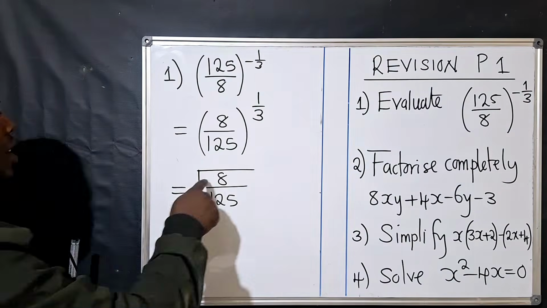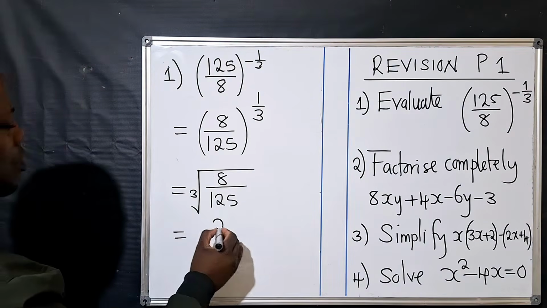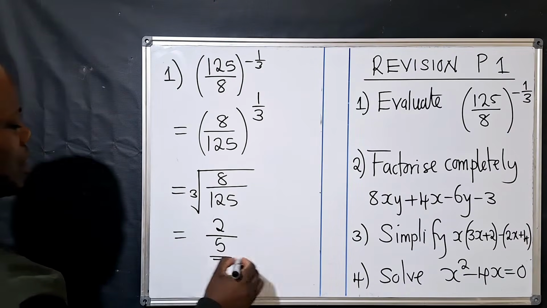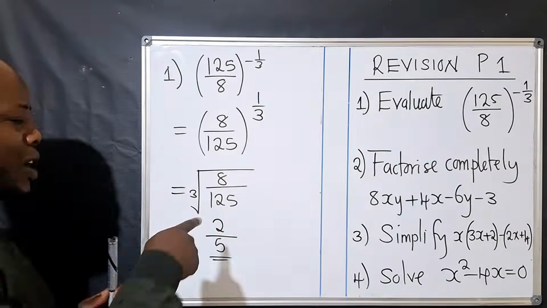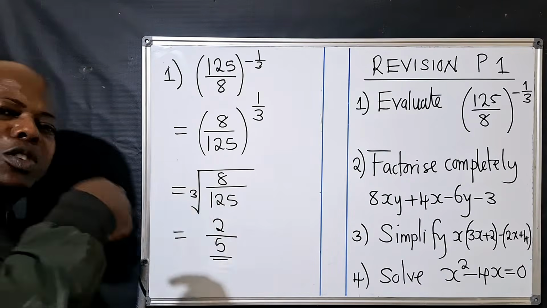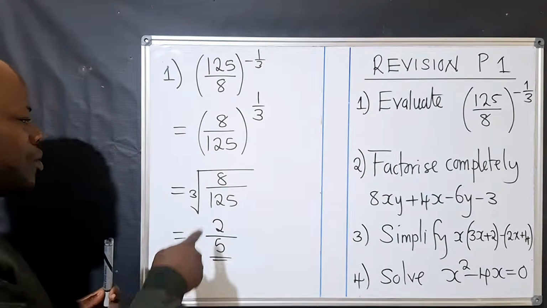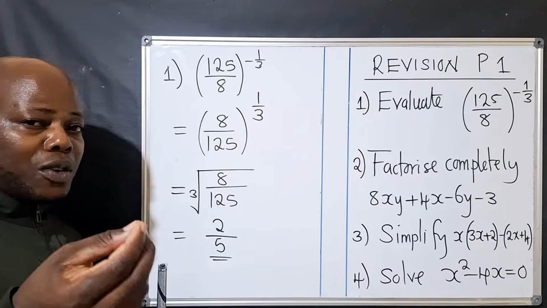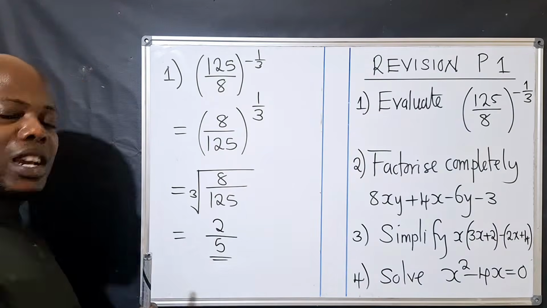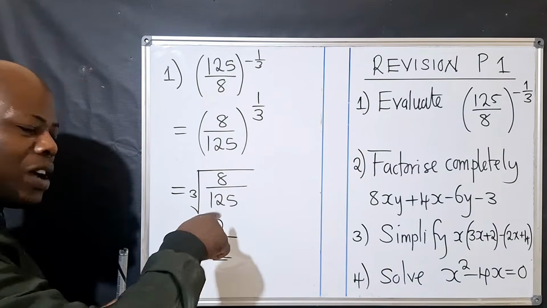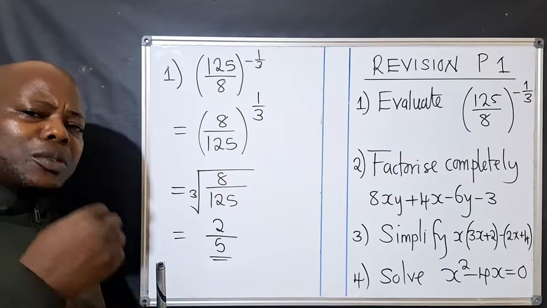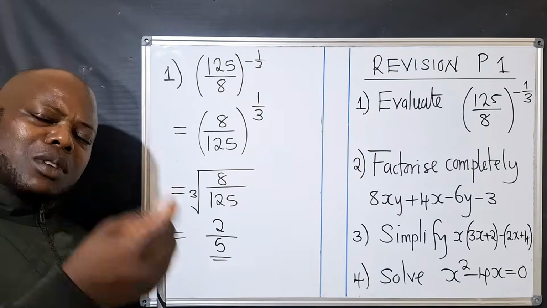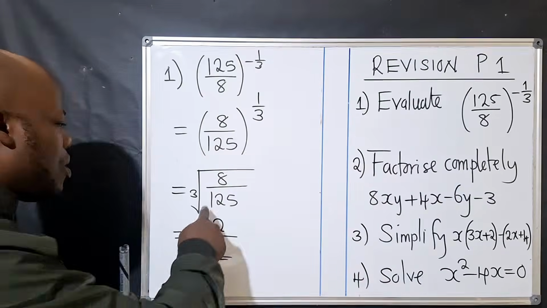So what is the cube root of 8? It's a 2. The cube root of 125, it's a 5. So this cube root simply means find a number which when it multiplies by itself 3 times gives you 8. And that's a 2. Because when we say 2 times 2, we're getting a 4. Times 2, it's giving us 8. The same with 125. The cube root of 125 is a 5. This simply means when we say 5 times 5, we'll get a 25. Times 5, it will give us a 125.